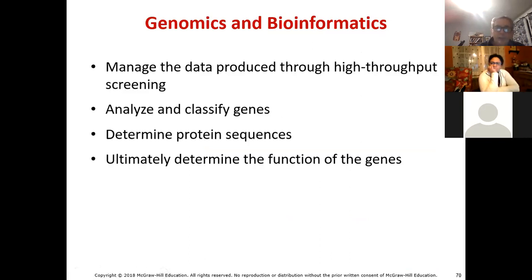Genomics and bioinformatics manage the data produced through high throughput screening. I know at one point they had so much sequence data that researchers were looking for computer people who could design programs to help them, because you can now sequence so rapidly and come up with a sequence, and you need computer programs to analyze it, to analyze and classify the genes. Knowing the genetic code, we can then determine protein sequences and ultimately determine the function of the genes.